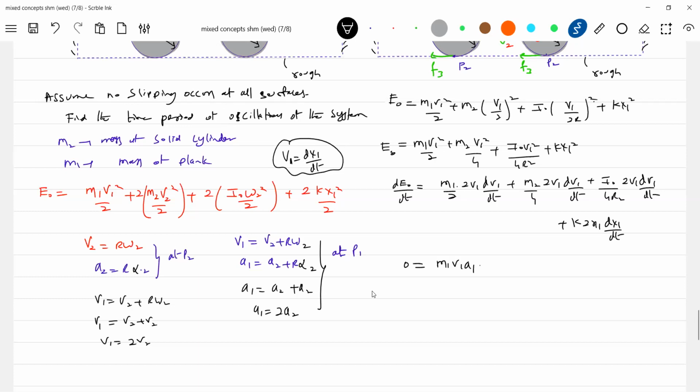So M1 V1 A1 plus M2 by 2 A1 plus I naught V1 by 2R square A1 plus 2k x1 V1. I think V1 will get eliminated. So 0 equals M1 plus M2 by 2 plus I naught by 2R square, times A1, plus 2k x1.